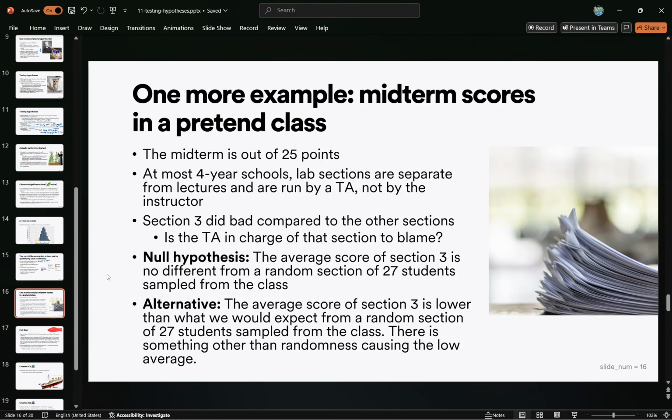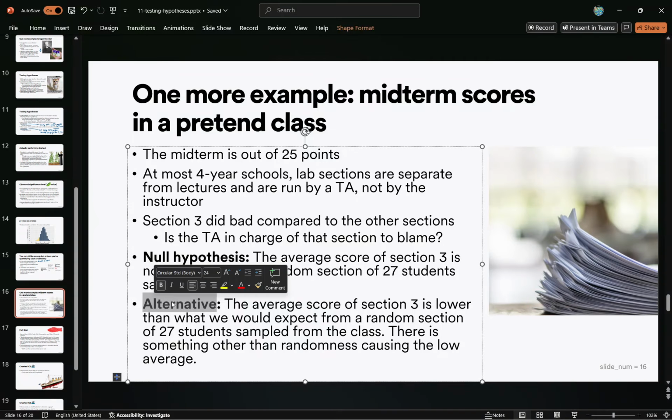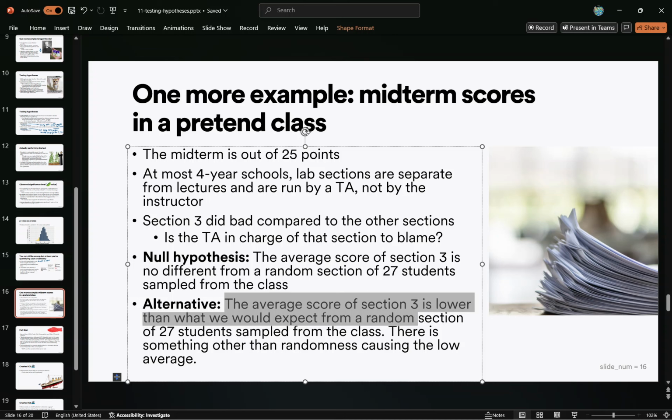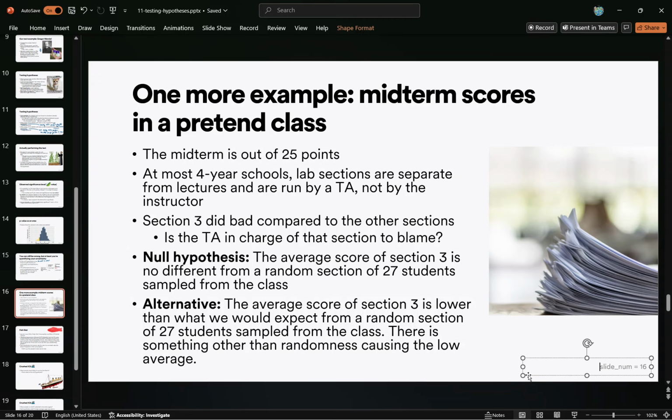The alternative to that is that no, there's something wrong with that particular section. Maybe the TA was doing a bad job. The average score of section 3 is lower than what we would expect from a random section of 27 students. It was not just due to chance. The null hypothesis is usually something involving chance. The alternative is that it's not just due to chance. There's something other than randomness causing that average to be smaller. Does that make sense to us? Any questions about that? So the null hypothesis is always something you can simulate, something that could be due to chance. The alternative is, oh no, it wasn't just due to chance.